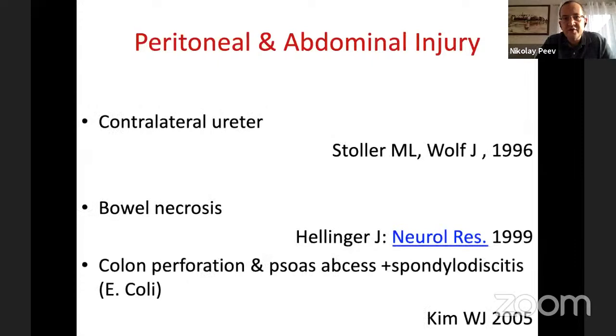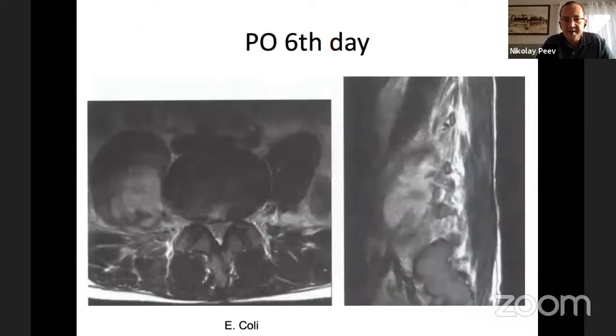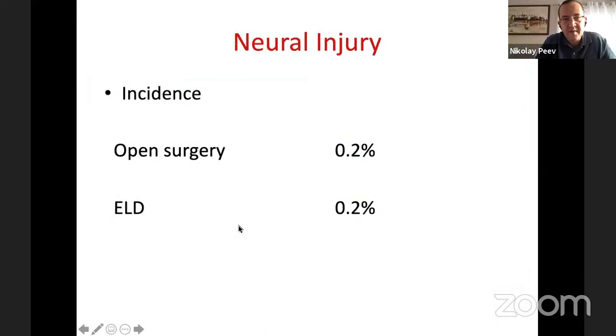You have to consider also that you may have peritoneal and abdominal injury. Still, not many. If you go and see the literature, there are single reports on ureter damage and bowel necrosis. You can have colon perforation and psoas abscess, but still we don't see so many of these even in the large series. This is a picture demonstrating a psoas abscess from Escherichia coli, not my complication, luckily.